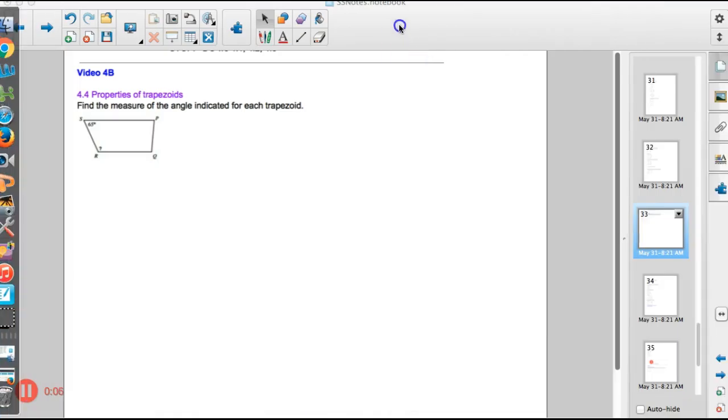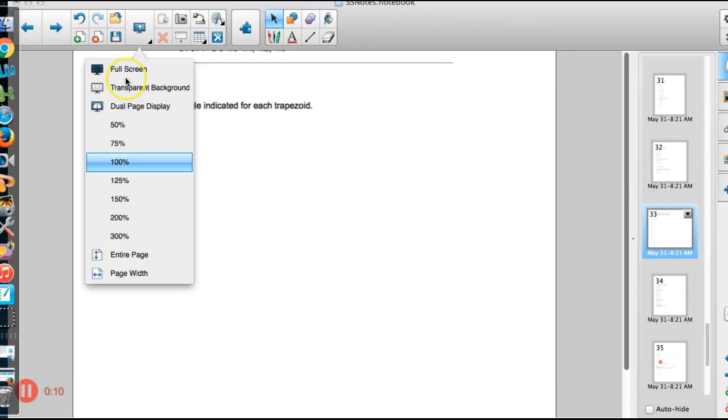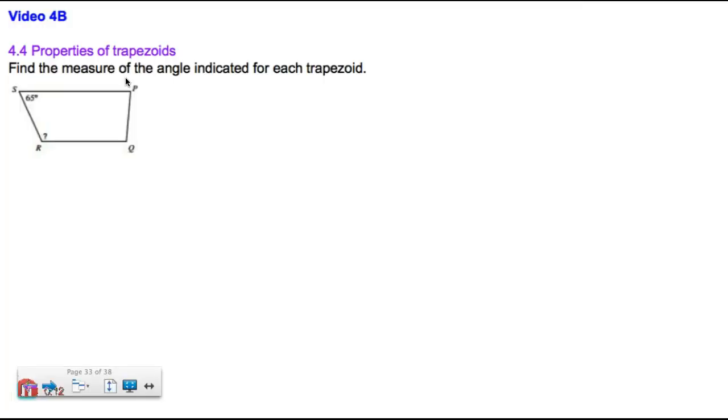All right, so welcome to video 4B. And in this video, we're going to work again with some more properties of quadrilaterals. We already talked about the parallelogram in the last video. And in this one, we are going to talk about the trapezoid. I didn't put a little box under that one, so you're going to have to draw your own.